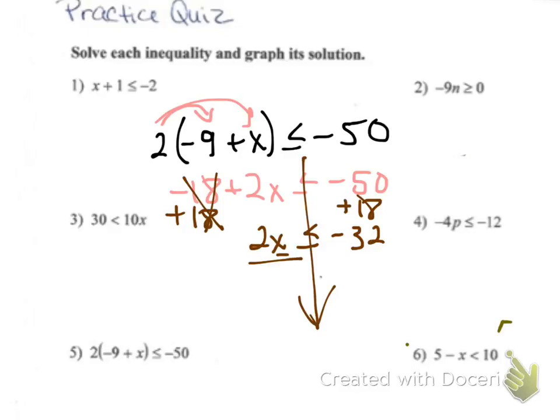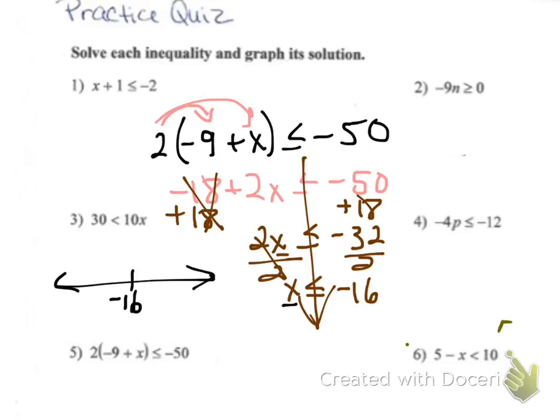X isn't alone yet, so I'm going to divide both sides by 2. X is now less than or equal to negative 16. I never multiplied or divided by a negative number, so I don't have to flip my sign. And my variable's on the left-hand side, so I'm ready to graph.